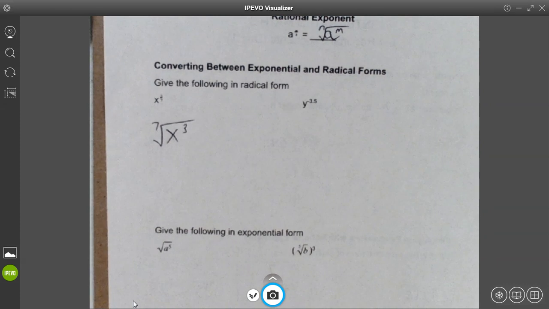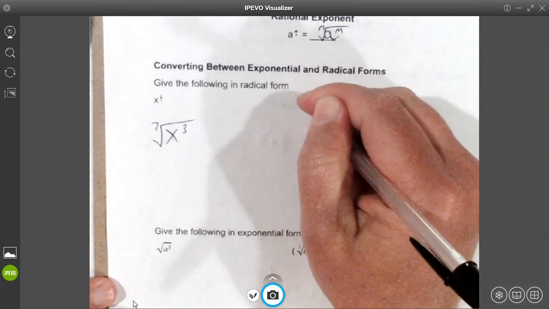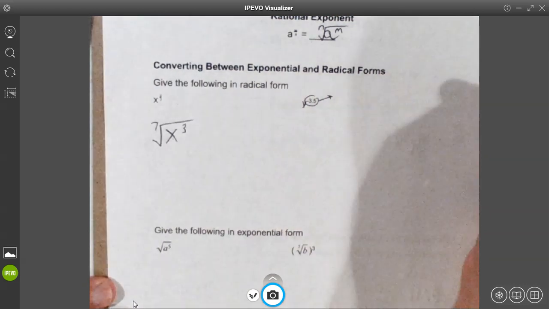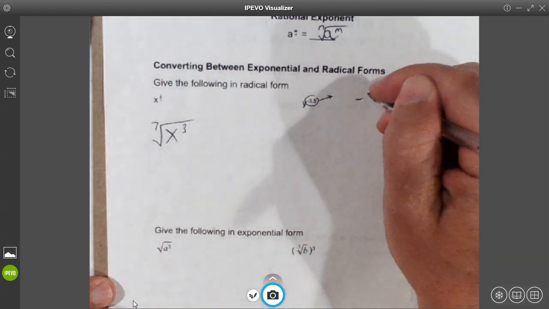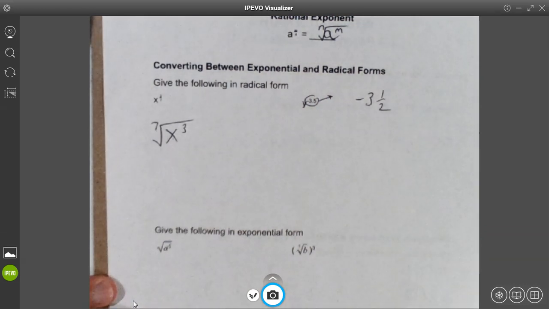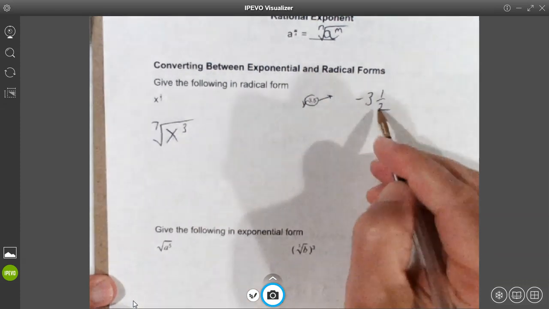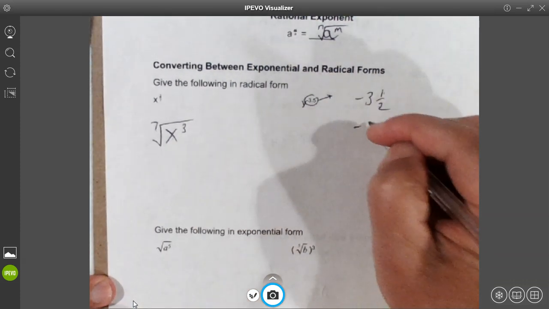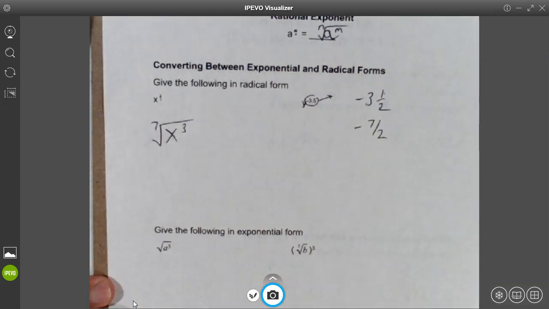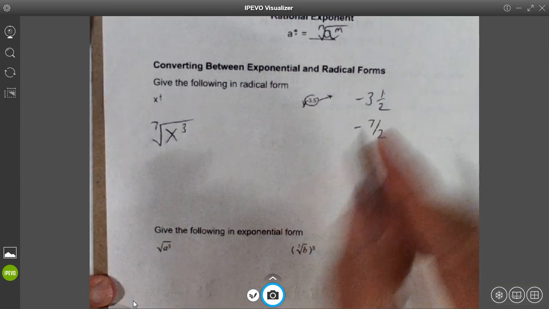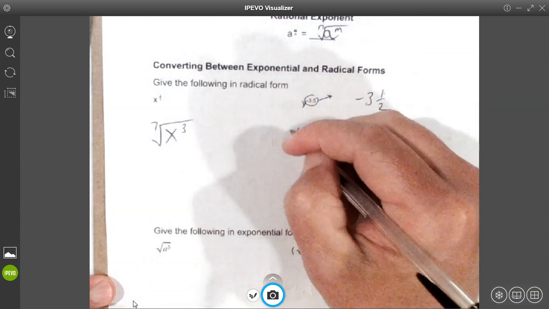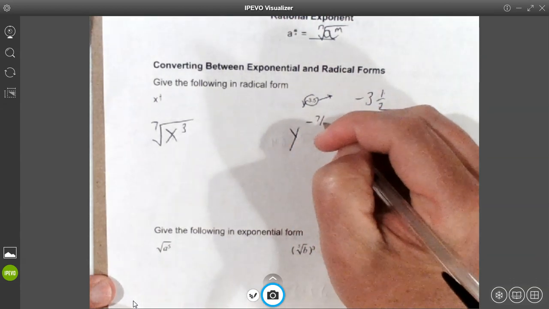y to the negative 3 5/10 power. That's not a fraction. So the first thing we have to do is make this look like a fraction. So negative 3 5/10 is negative 3.5. And now I can change that into an improper fraction. 2 times 3 is 6 plus 1. I can write that as negative 7 over 2. So this would be y to the negative 7/2 power.